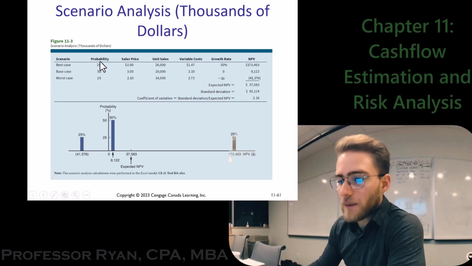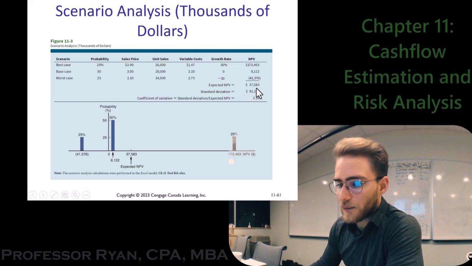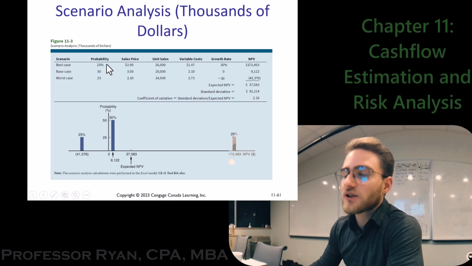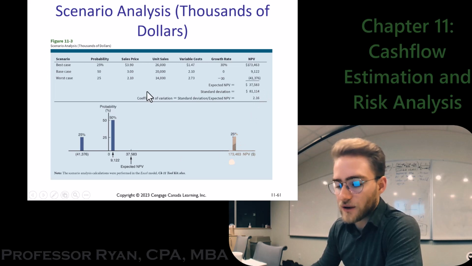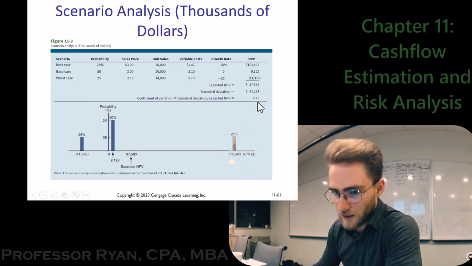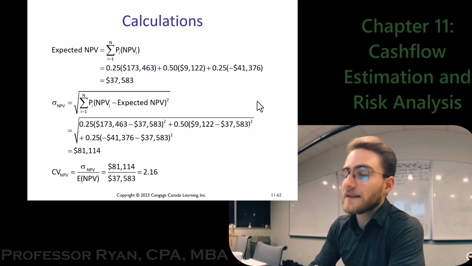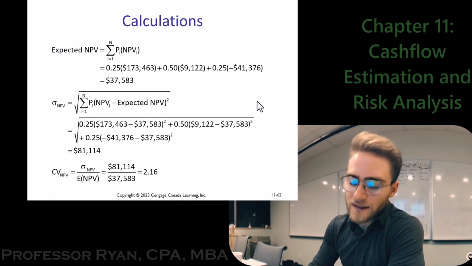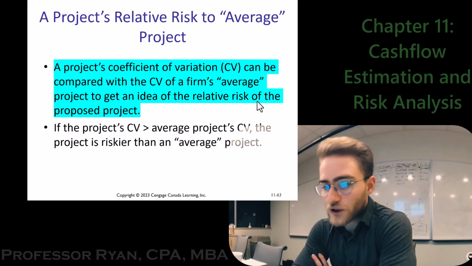So if I take all of my probabilities and multiply them by the NPVs, what I end up getting is an expected NPV of $37.583 million based on my probabilities of the outcome. So it's just a weighted average of the probabilities. And then the standard deviation across all of these, right? So if this was a bell curve, my standard deviation is about $81 million. My coefficient of variation is 2.16. And here's the detailed math behind finding the standard deviation of a net present value and the coefficient of variation. So a project's relative risk to an average project, right?